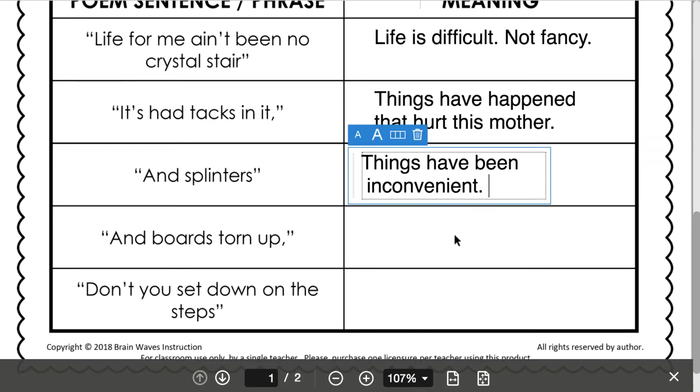While you do that, I'm going to fix inconvenient. There we go. All right, so if you've paused it and you've come up with your answers, great. If you haven't, that's okay. We're going to keep going on.